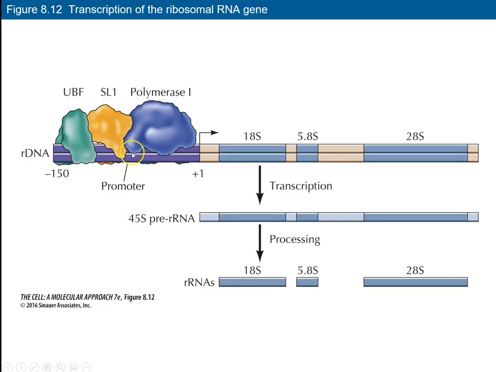So you can see here, here's the promoter, just like we talked about before. These are ribosomal RNA genes. It's polymerase 1 that's going to bind, not polymerase 2. And you can see that the general transcription factors are different. And overall, you can see this is a little bit more simple process than what we talked about before.